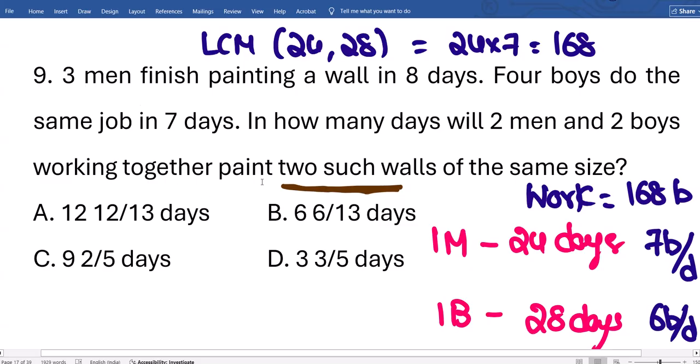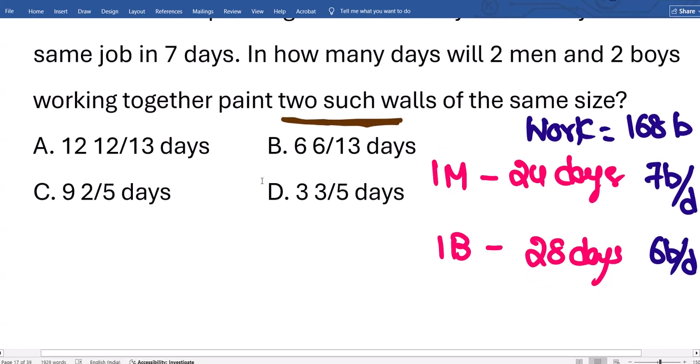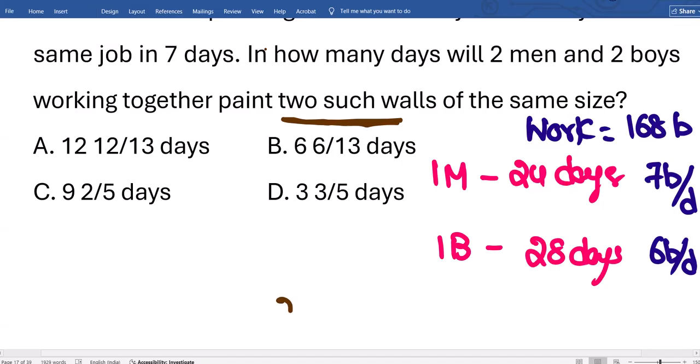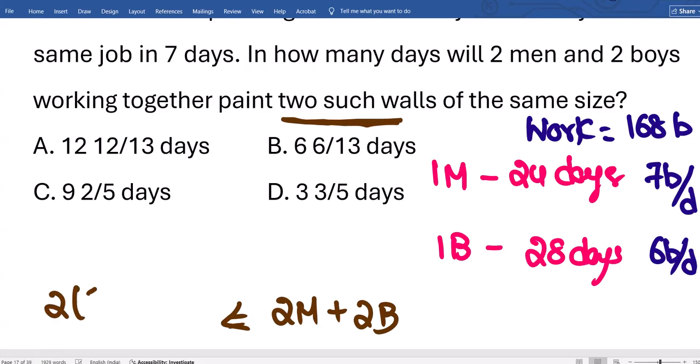Now, how many people are available in your team? How many people are available to do the work? Yes, 2 men, 2 boys. Okay. What can 1 man complete? 7 bricks. But 2 men means 2 into 7. 1 boy can paint 6 bricks per day. 2 boys means 2 into 6. Now, what is this altogether? 14 plus 12, which is 26. Answer will be among A and B only. So, 26 bricks per day.